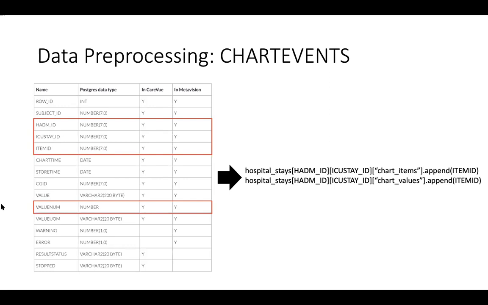So we're just gonna assume that the units of measurement are all consistent and just extract the numbers only. There are some other information, but we're just gonna ignore them for now. So the item IDs would be used to populate the chart items list, and the value numbers would be used to populate the chart values list in the innermost dictionary.